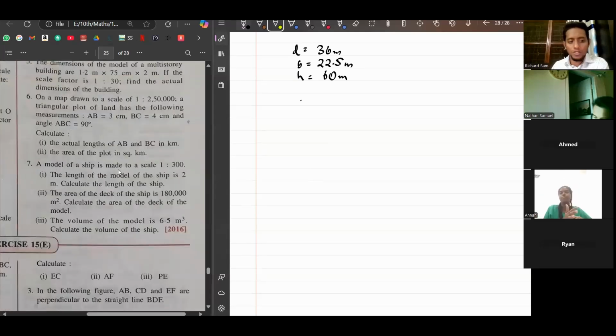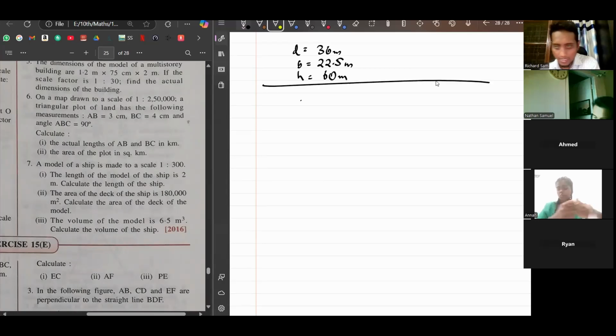Okay, now look at the last question here, seventh question. Model of a ship is made to scale 1:300. First question, the length of the model ship is 2 meters. Calculate the length of the ship. Second question, area of the deck of the ship is this many meters squared. Calculate the area of the deck of the model. Third one, volume of the model is this much. Calculate the volume of the ship. So here all three are given: length, area, and volume. So you have to find that. Now just do this quickly. I'll also do it as you're doing it.